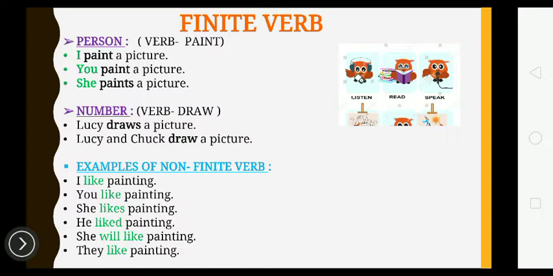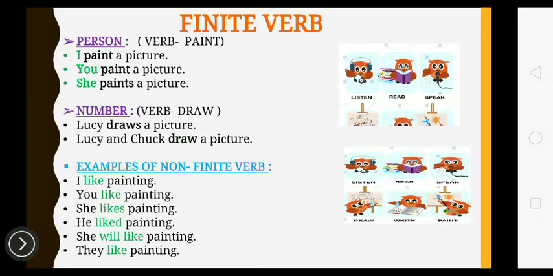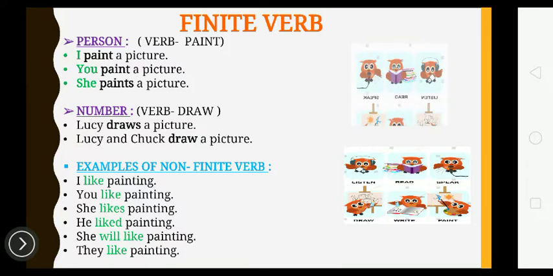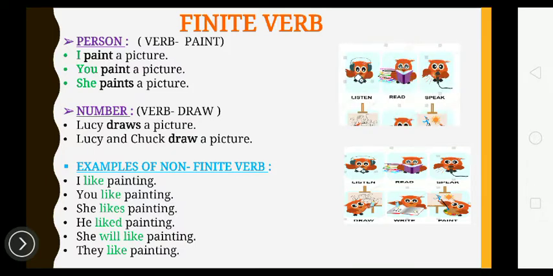And now let us understand this concept from the perspective of non-finite verb. Like I like painting, you like painting, she likes painting, he liked painting, she will like painting, they like painting. So here you can see that painting is the non-finite verb because it is not changing according to the person or according to the number or according to the tense. But like is changed: I like, you like, she likes. So painting is not changing.